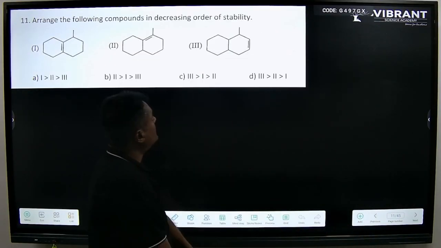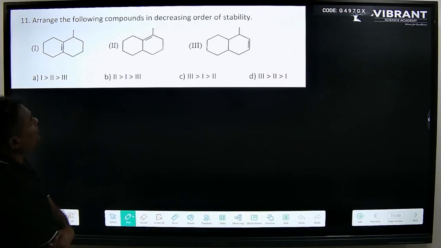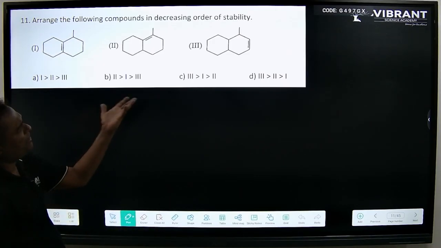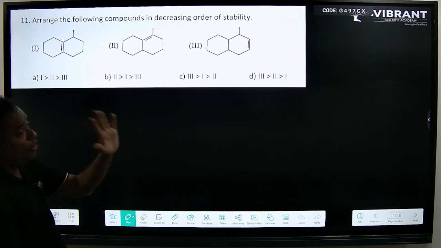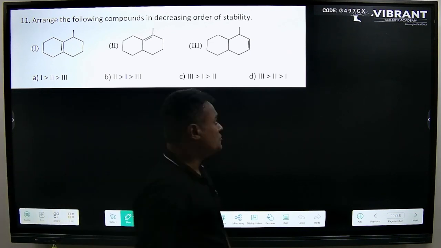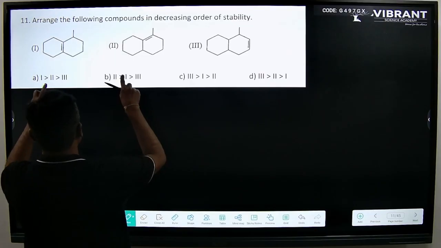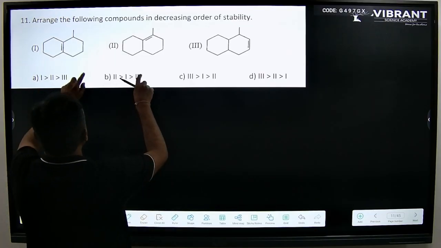Over here, the next question is based on: arrange the following compounds in decreasing order of stability. Now, basically, you have to just find out the stability order of these alkenes. Now, when you start with stability, the first question I need to ask you is, just give me 1 minute, I will make some adjustments.